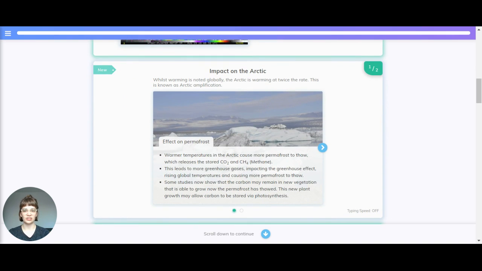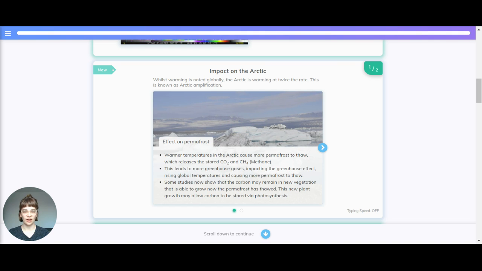Now let's have a look at the impact on the Arctic. While warming is noted globally, the Arctic is warming at twice the rate. This is known as Arctic amplification. The effect on the permafrost is that warmer temperatures in the Arctic cause more permafrost to thaw, which releases the stored carbon dioxide and CH4, methane. This leads to more greenhouse gases impacting the greenhouse effect, rising global temperatures and causing more permafrost to thaw.